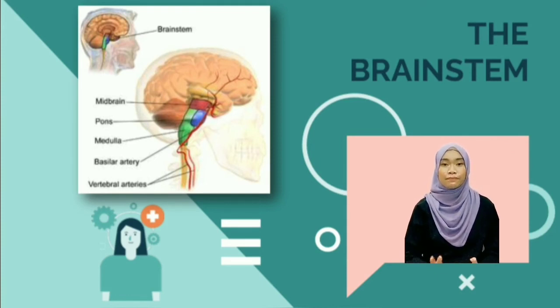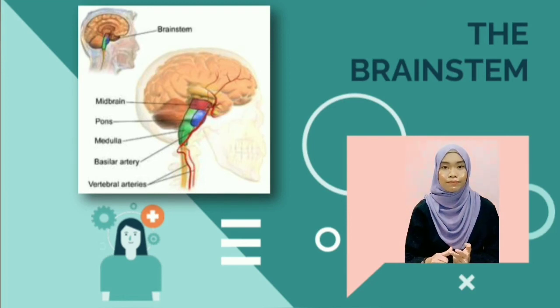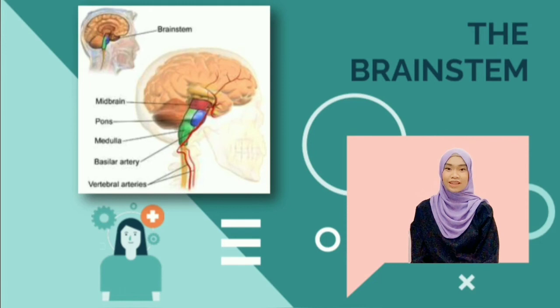As I mentioned a few times earlier about the brain stem, now I'm going to elaborate on it. The brain stem is the posterior portion of the brain that consists of the midbrain, pons, and medulla oblongata. Each component has its own specific structure and function. They help control breathing, heart rate, blood pressure, and many other essential functions. So that's all from me.